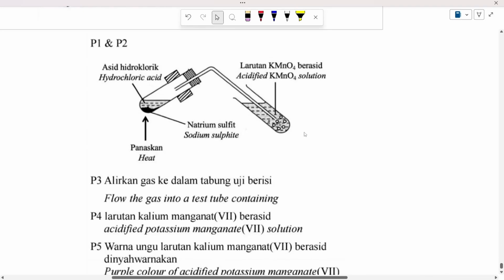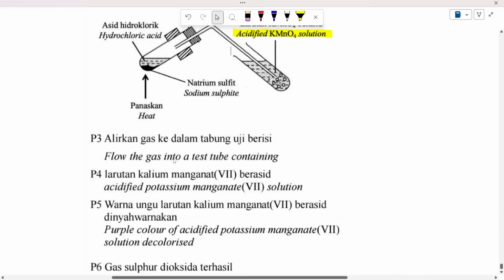So suggested answer. Sodium sulfide, and then react with hydrochloric acid. To test the sulfur dioxide, we will use what? A strong oxidizing agent, acidified potassium manganate(VII) solution. So 1 and 2. Then flow the gas into the test tube containing the acidified potassium manganate(VII) solution. Observation: the purple color of the acidified potassium manganate(VII) solution is decolorized. So it shows that sulfur dioxide gas is released.